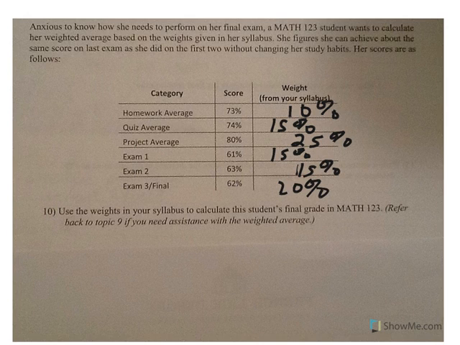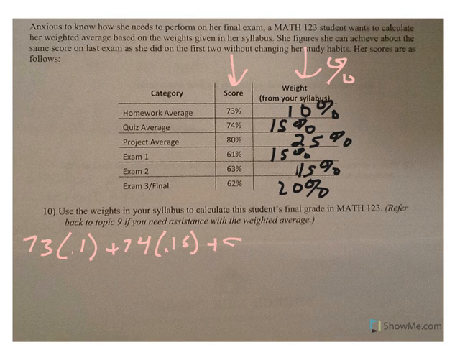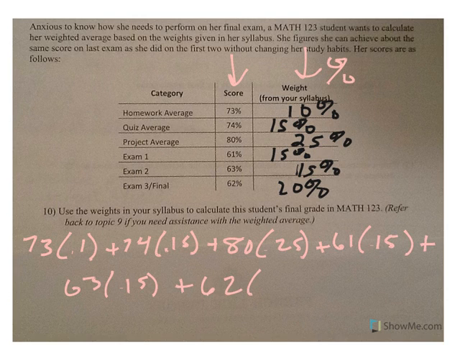Now, when we're finding the weighted grade for this person, recall that we're going to take the category average times the weight. And the weight is what's going to stay in percent. So we're going to have 73 times 0.1 plus 74 times 0.15 plus 80 times 0.25 plus 61 times 0.15 plus 63 times 0.15 plus 62 times 0.2. Now you can probably type that into your calculator just like I wrote it.